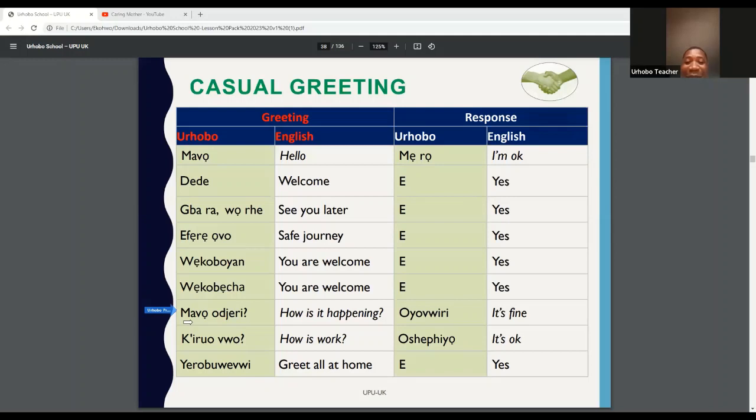So then the other one is Mavojeri. Mavojeri can be what is happening. Okay, so the response can be Oyonwiri. You are seeing the VW there again. Oyonwiri means it's fine, it's well.